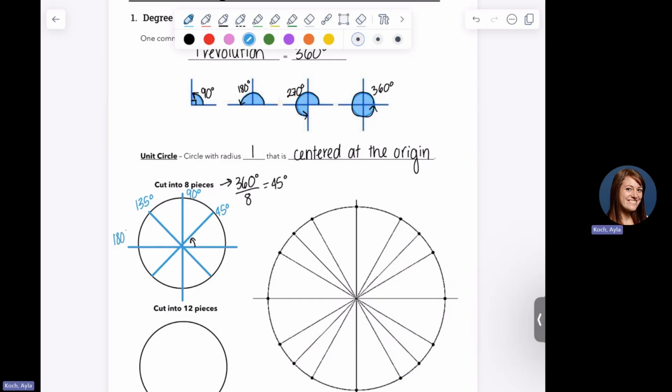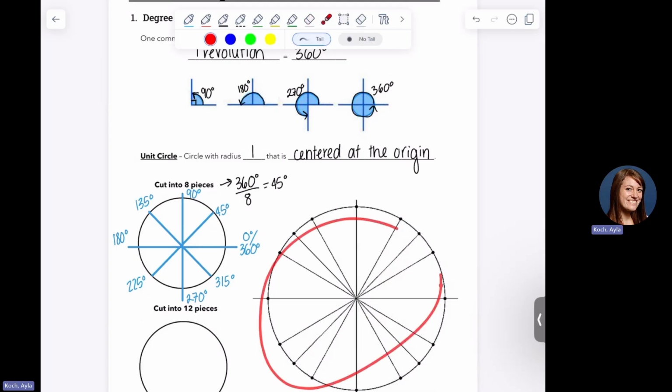Add another 45, you get 180. Add another 45 and you get 225 degrees. Add another 45, you're going to have 270 degrees. Add another 45 and you get 315 degrees. Add another 45, and you're at 360 degrees. And this one was also 0 degrees. 0 degrees and 360 degrees.